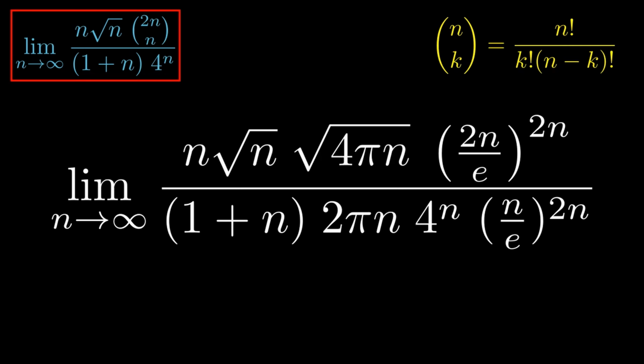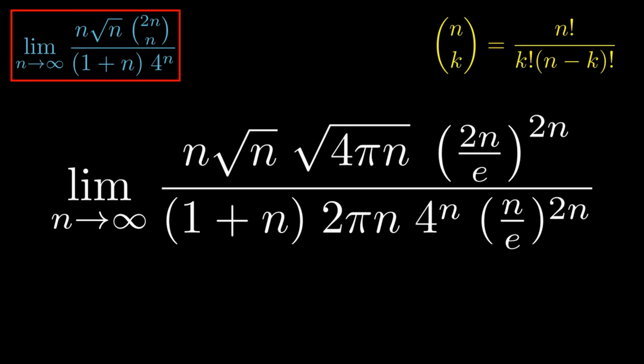We have the limit as n goes to infinity of n times the square root of n multiplied by the square root of 4 pi n multiplied by (2n divided by e raised to the first power) all raised to 2n, divided by (1 plus n) multiplied by 2 pi n multiplied by 4 raised to n multiplied by (n divided by e raised to the first power) all raised to 2n. So certainly a bit of a mouthful and quite a complicated expression. But essentially all we need to do is be careful and cancel out the right terms.